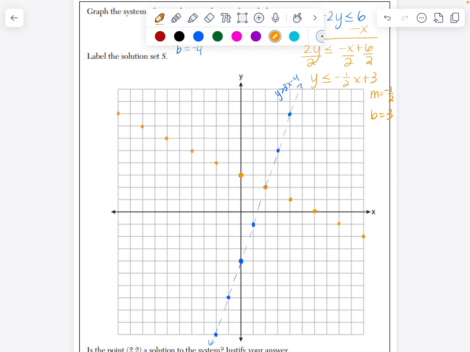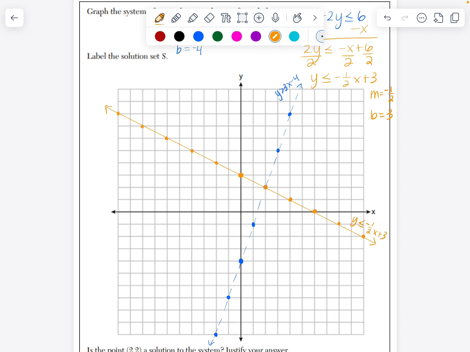This is going to be a solid line because you have that symbol that has the line underneath it. Make sure you're using a straight edge when you do this. Okay, I'm going to be putting my arrows, and I'm going to label with the original equation. Y is less than or equal to negative 1/2 x plus 3.